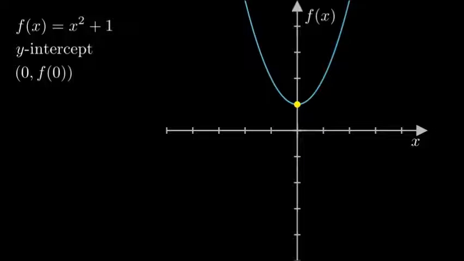Another interesting point on the function graph is the intersection with the y-axis. From the function definition, we can expect that a certain function may have only a single y-intersection or none.